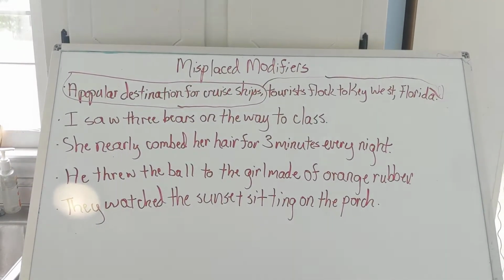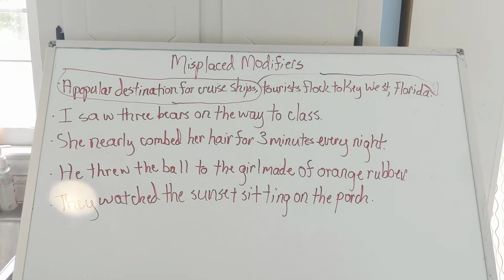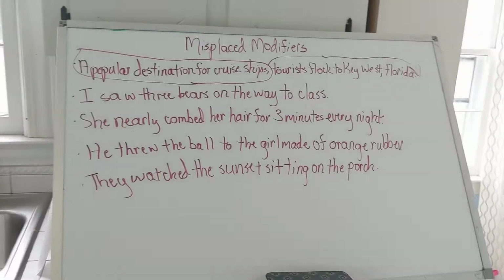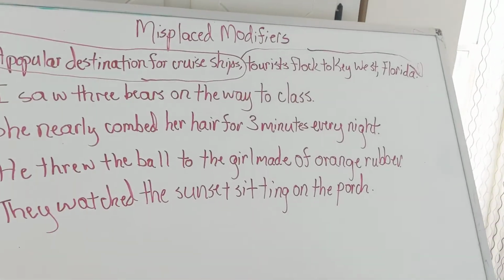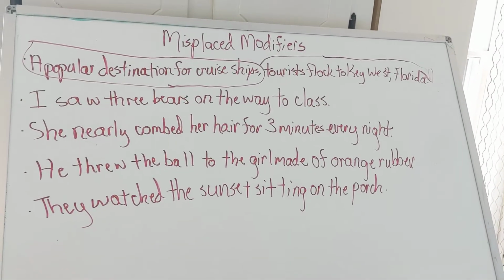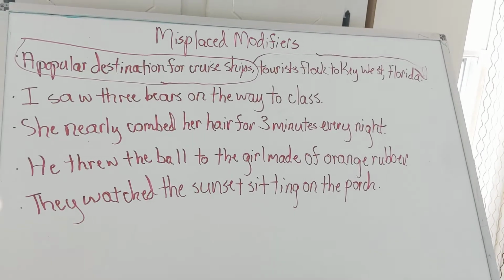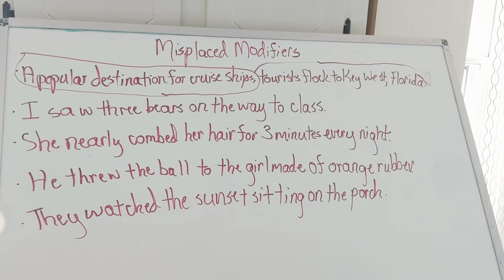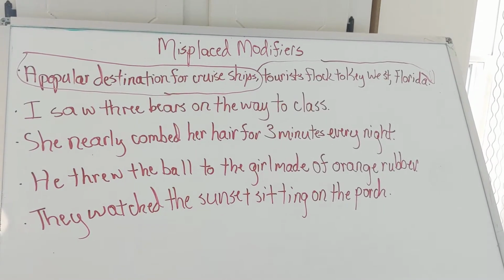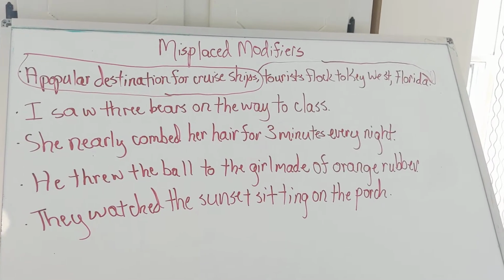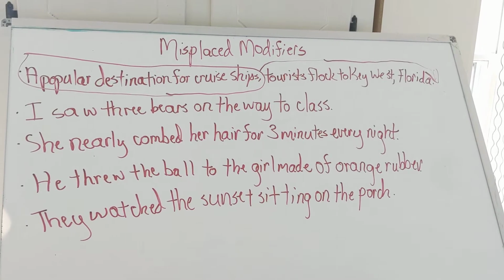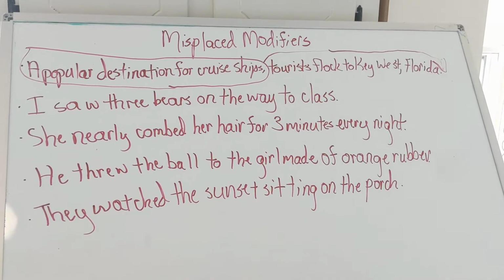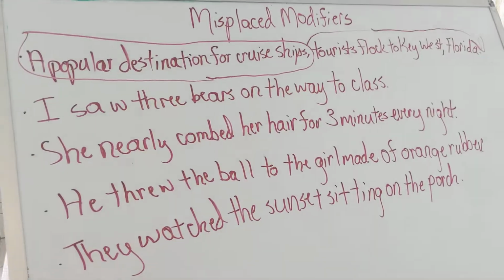Okay, let's look at the 2nd example. I saw 3 bears on the way to class. Now, that's a common mistake we make, right? So you may not hear it right away. But what do you think that sentence is trying to say, or is saying without meaning to? Right, it's saying that 3 bears are on the way to class. So what is the misplaced phrase, adjective phrase going on here? That's right, it's on the way to class.